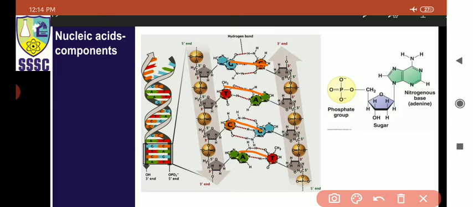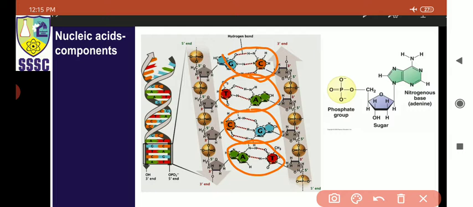The hydrogen bond. These hydrogen bonds are established between the respective, or we can say complementary, nitrogen bases. So this is guanine with cytosine, thymine with adenine, cytosine with guanine, adenine with thymine. This nitrogen base pairing is known as complementary. This complementation was identified by Chargaff.